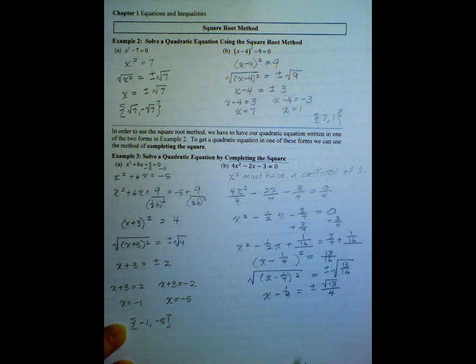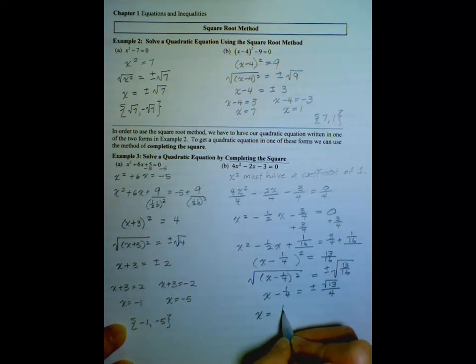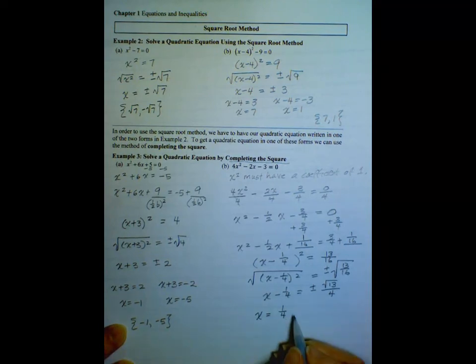Okay, we're not done yet. Now I need to add 1/4 to both sides. So I'm going to put it in the front. 1/4 plus or minus the square root of 13 over 4. These are my two solutions. Now I can't, because that's irrational. I do not want decimals. I'm going to leave that as an exact number, because if I take the square root of 13, I'll have to round and it won't be accurate anymore.